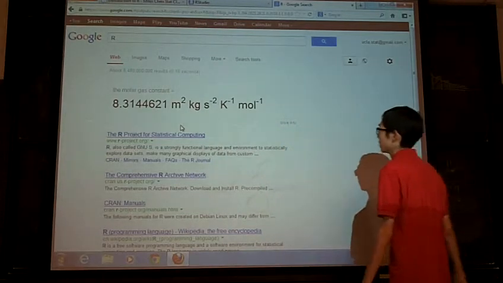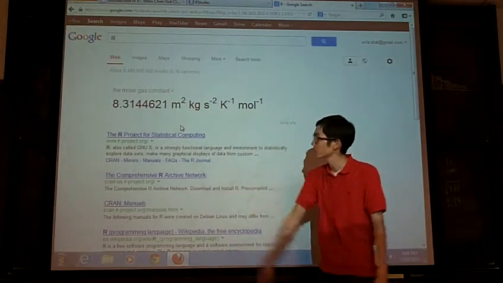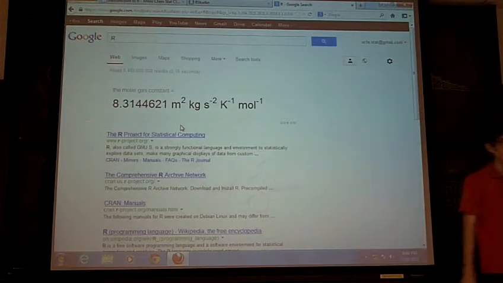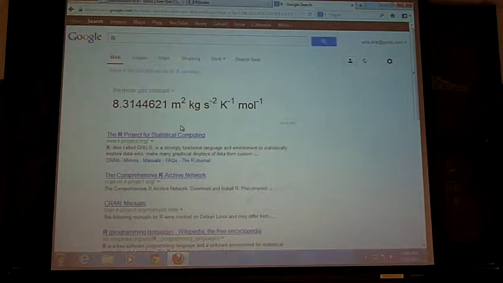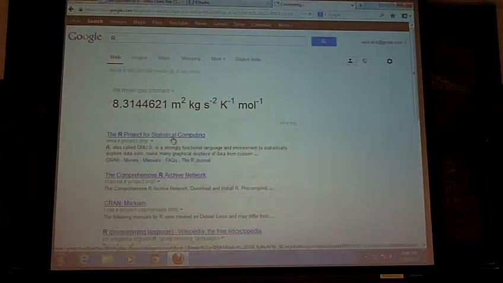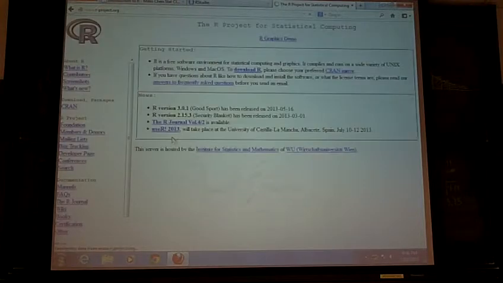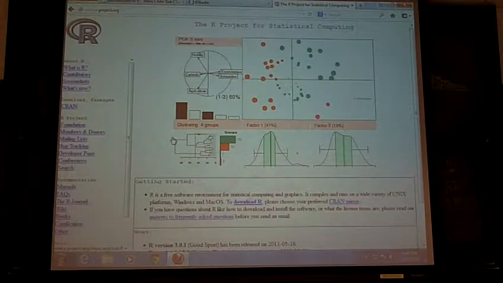What is this here? Molar gas constant. Okay, we're not going to worry about that. Chemistry. We're going to go to the R Project for Statistical Computing. And then you're going to download and install R.